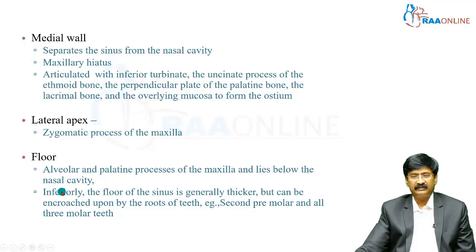Inferiorly, the floor of the sinus is generally thicker, but can be encroached upon by the roots of the teeth. For example, you can have your second premolar and all the molar teeth which are attached to the floor in relation to the maxillary sinus.